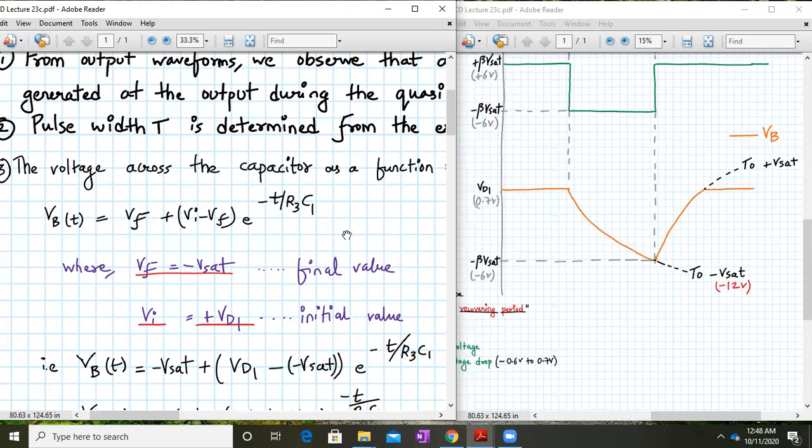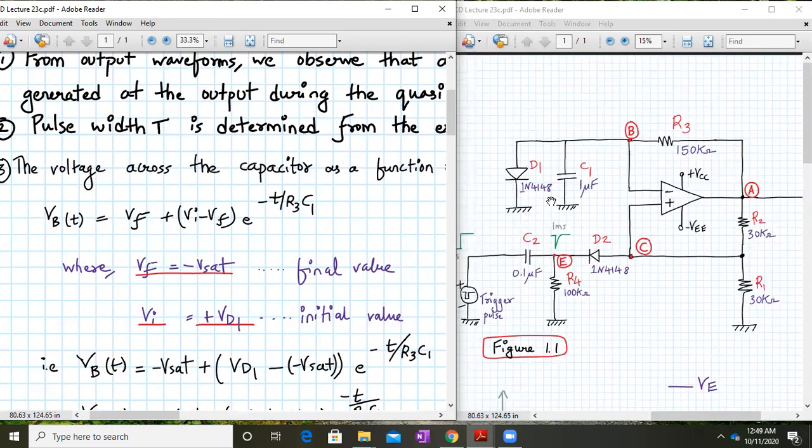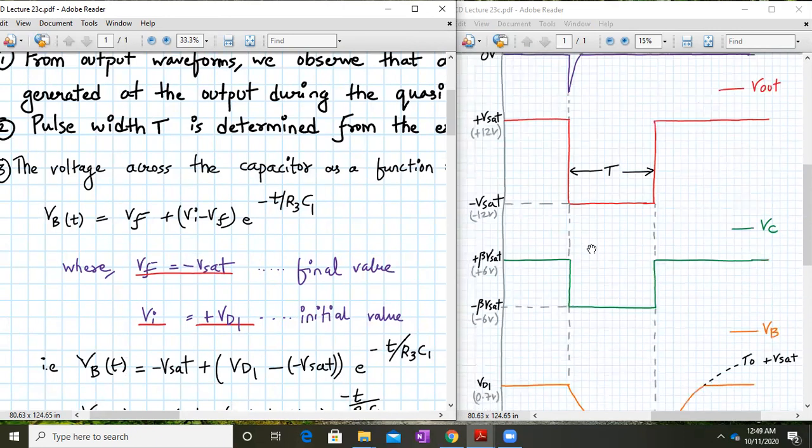The voltage across the capacitor is given by the formula Vb of t is equal to Vf, which is the final value, plus Vi minus Vf into e raised to minus t divided by the time constant. So here the time constant is R3 into C1. Now why R3 into C1? So the capacitor charges via the R3 resistor. That's why the time constant is R3 into C1. I hope that this point is clear.